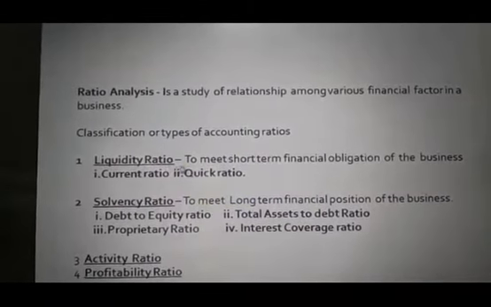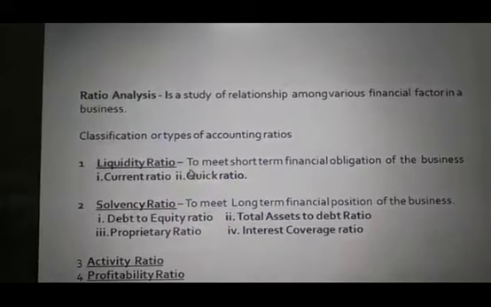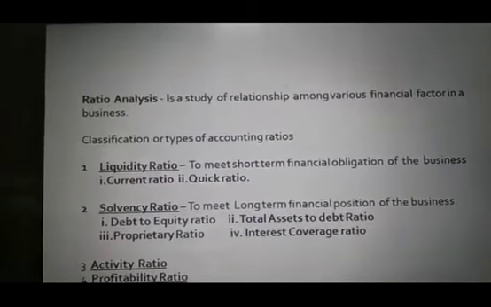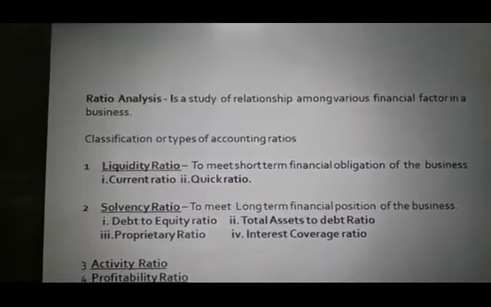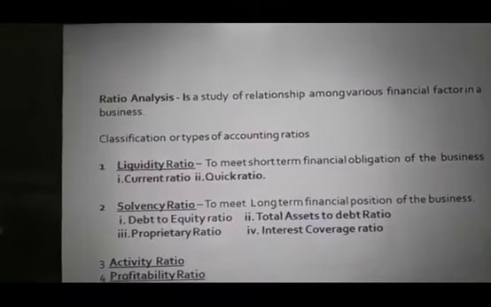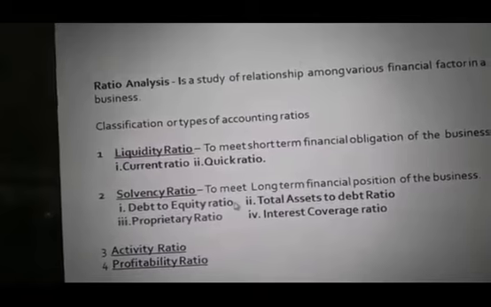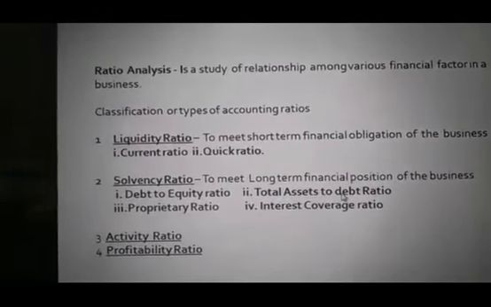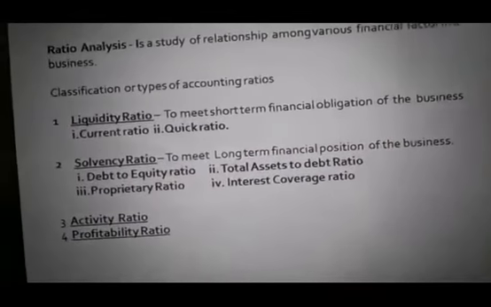You can see on the screen, the liquidity ratio is used to find out the short term financial position of the business, and for that we understood the quick ratio and current ratio. We did various practical questions regarding it. Now we are moving toward the solvency ratio. This is the second type of ratio, the solvency ratio. It is to meet the long term financial position of the business.